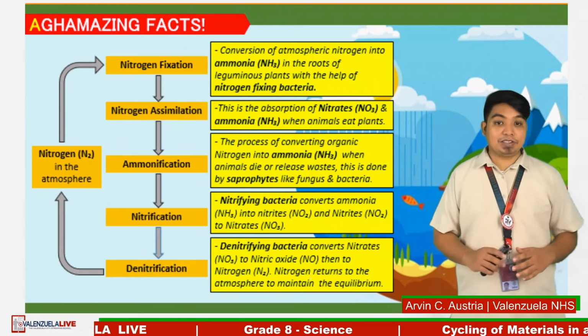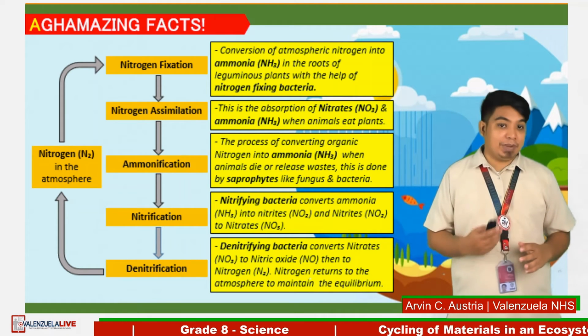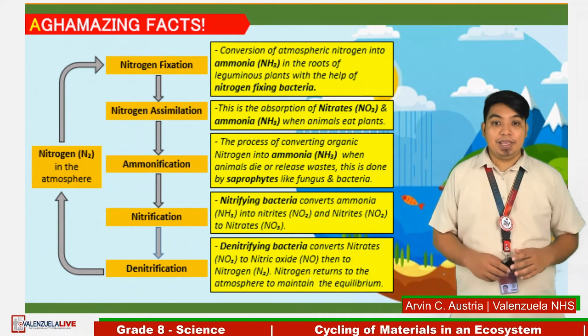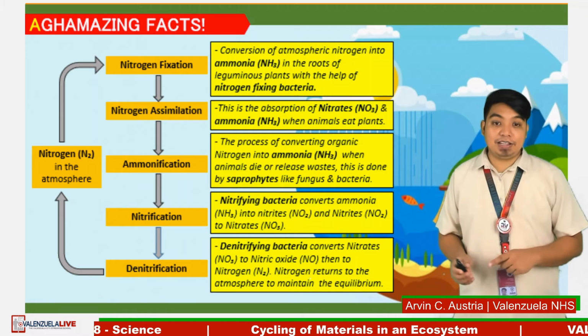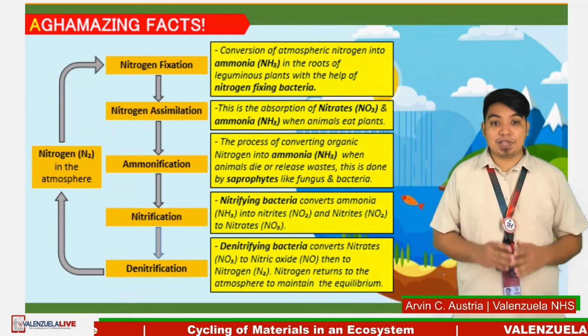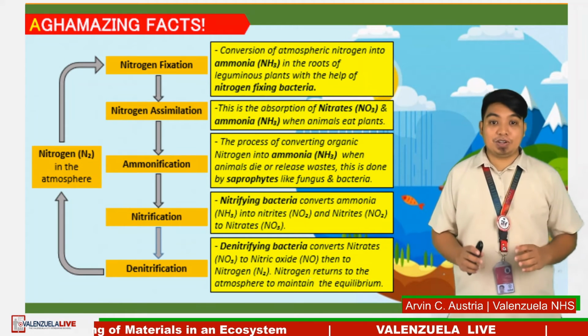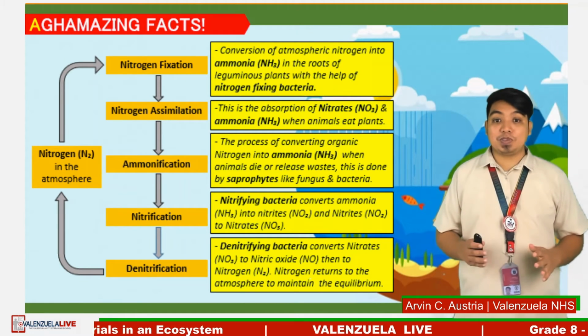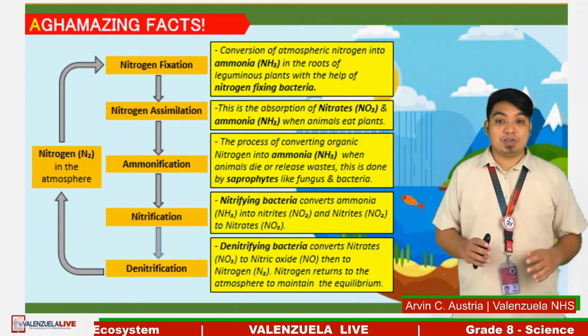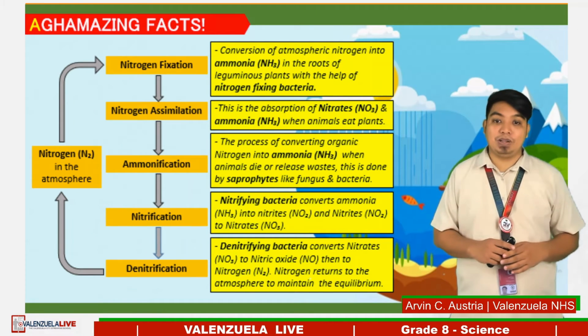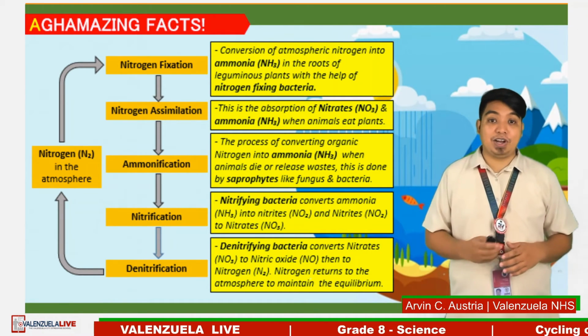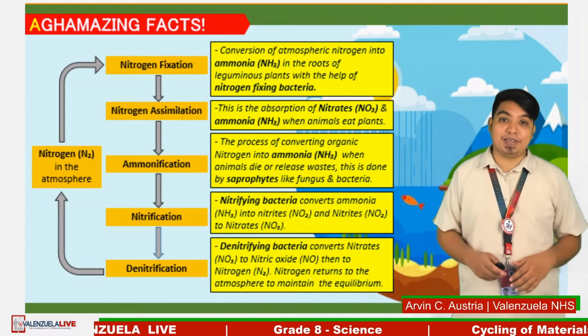Lastly, denitrification, performed by denitrifying bacteria. In this process, nitrate is converted to nitric oxide, then to nitrogen. The nitrogen returns to the atmosphere to sustain the equilibrium, because too much nitrogen in the soil causes poisoning of the land and other undesirable effects.